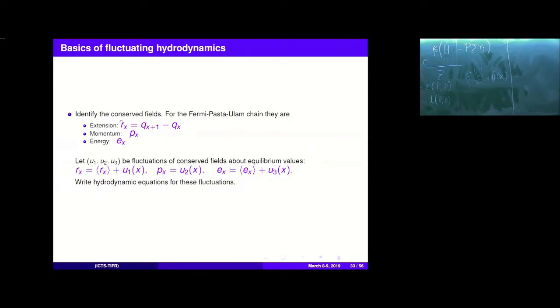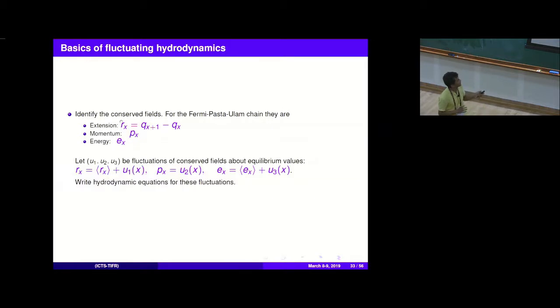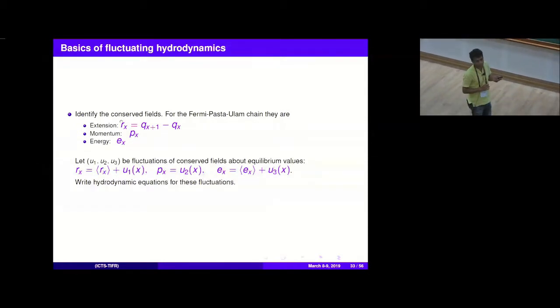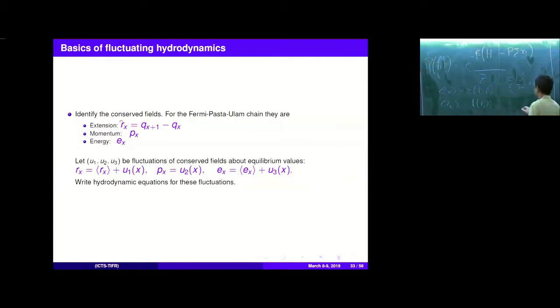And now what we want to do is look at small fluctuations of the fields around these equilibrium values. Okay, so these are the equilibrium values. Momentum is, let's say there's no flow, so it's zero. And there is some average energy, and then we're looking at the fluctuations. So these three fluctuating fields, I call them U1, U2, U3. Now we want to write equations for these three fields, so del t of U1, U2, U3.